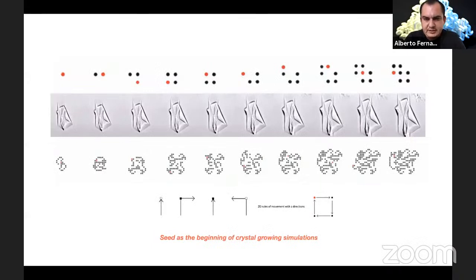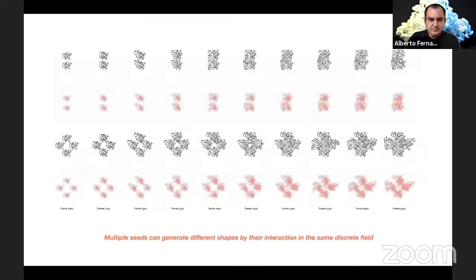So the most simple configuration is a cell in the middle, and then it develops a loop from the beginning to the end, and then a second loop in the other direction, and then it moves to another place. So multiple seeds can generate different shapes by their interaction in the same discrete field. So 2 and 4 and 6 are creating a complex scenario and a high-resolution scenario just based on zeros and 1s, on black and white.